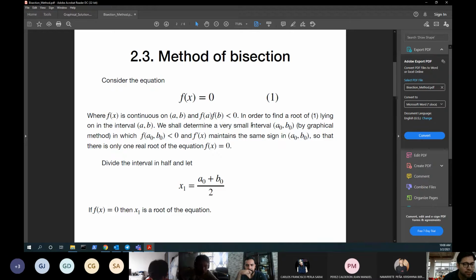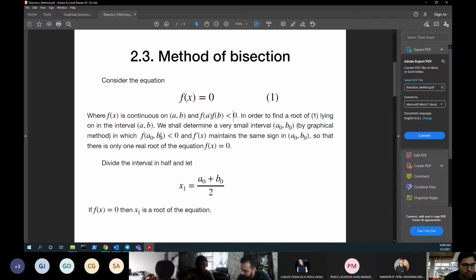This interval has to obey the first assumption: the function evaluated at a0 and b0 and multiplied together has to be less than 0. And of course, the derivative of this function maintains the same sign in a0 and b0. So the derivative of the function evaluated at a0 and b0 has to maintain the same sign. That's very important. This is to guarantee that we obtain only one real root of the equation. These are all the assumptions we need to be able to do the bisection method using the neighborhoods.